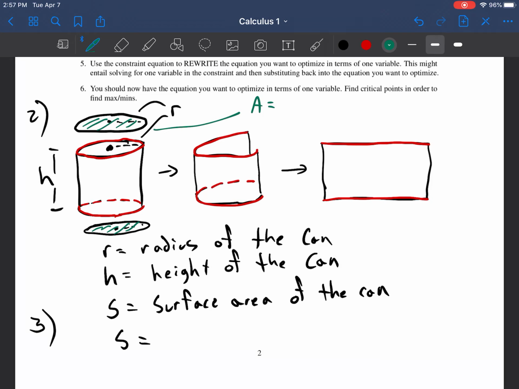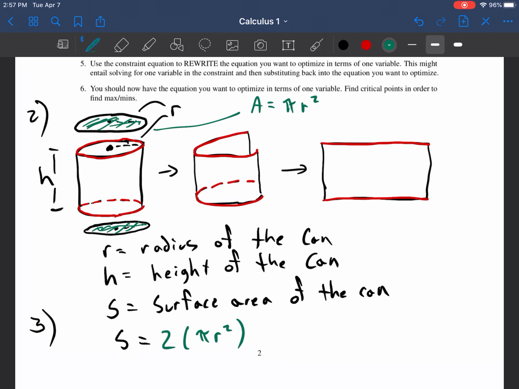Okay, so the area of a circle, if you remember, is pi r squared, where r is the radius of the circle. And that'll give me one of these circles, say, this top one. Because I have a top and a bottom, I'm going to need 2 of those, right? So I'm actually going to write that I need 2 pi r squared, because I need both a top and a bottom.